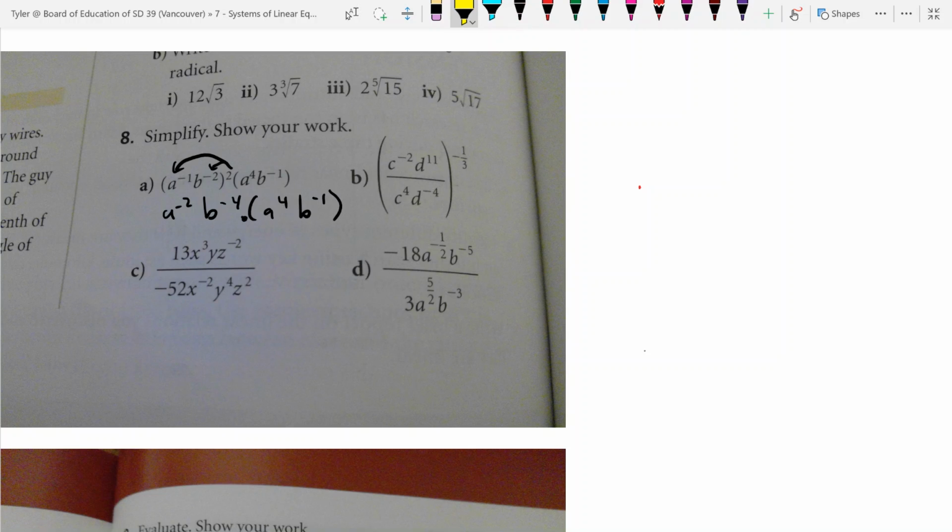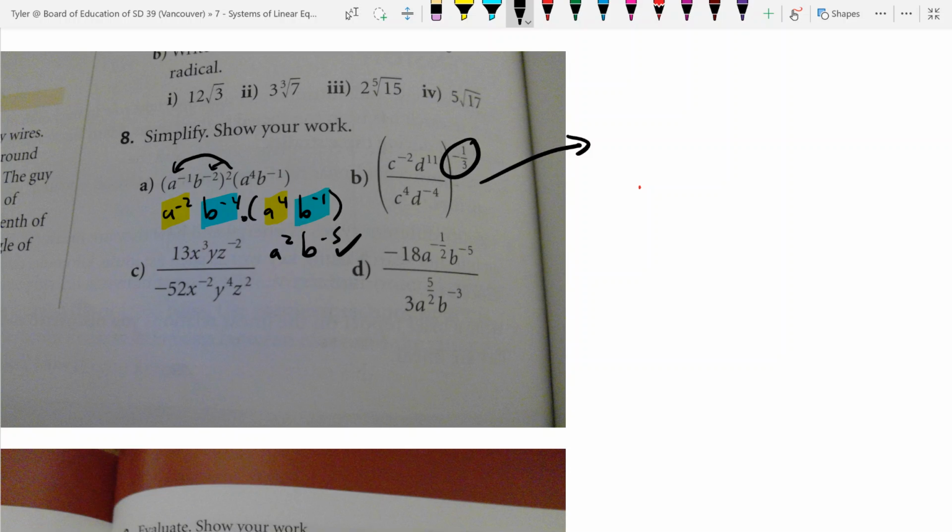the exponents. So the a's get added together, and that's going to turn into a to the power of 2. The b's get added together, and that's going to turn into b to the negative 5. And that's it. That one's done. Let's do c next, right over here.